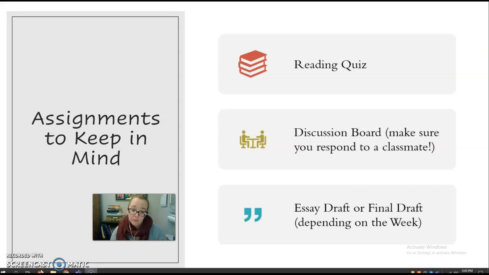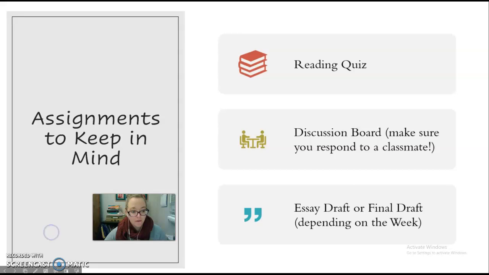Also got a discussion board. Make sure that you respond to a classmate by the end of the week. This week, I would like you guys to make sure you've responded by Friday and that you've done your initial post by Wednesday, particularly because your feedback is going to be really important to your classmates for their revising of their blog posts. And then, depending on the week, you've got an essay draft or final draft. This week, we're doing the final draft of our blog posts.